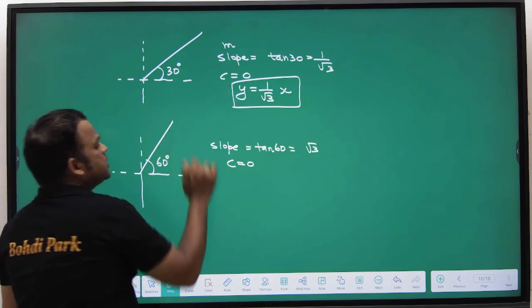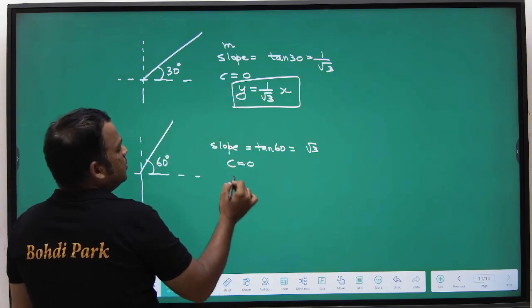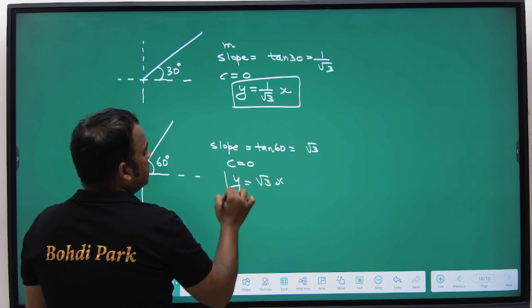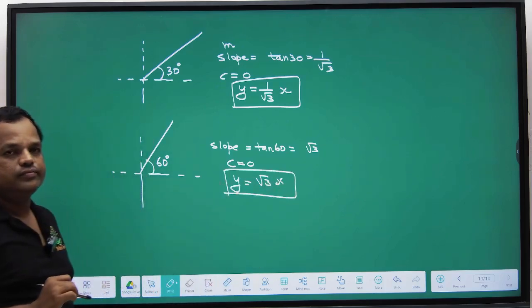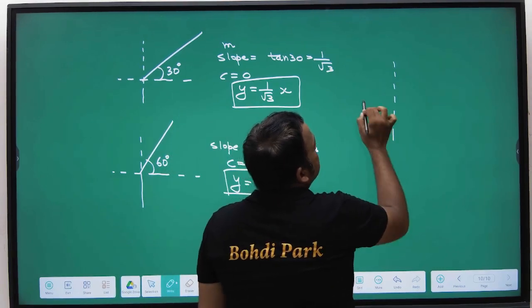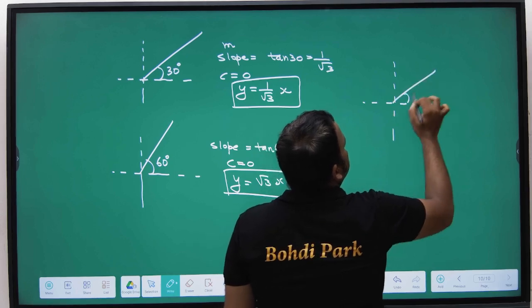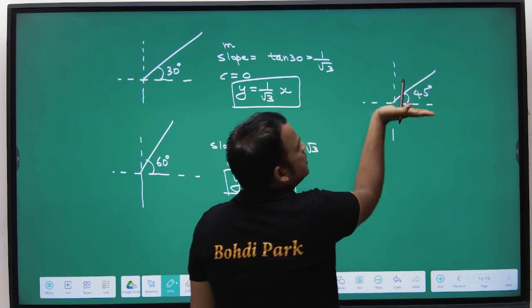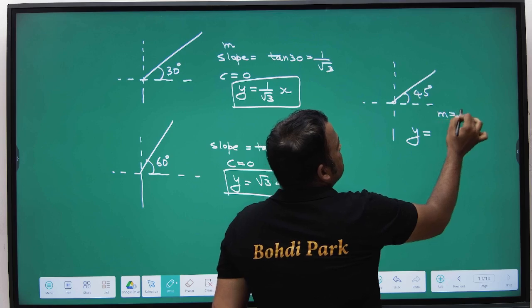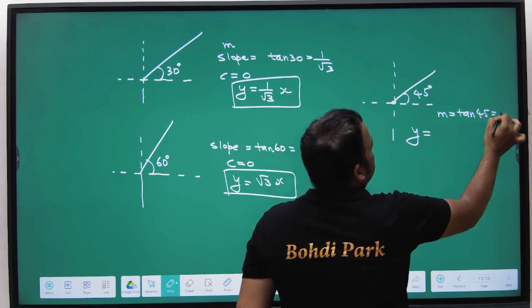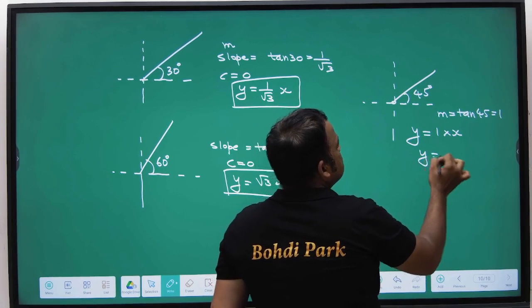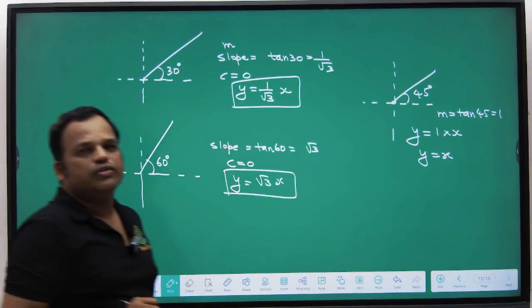This is the equation of a straight line. For this one, we have y is equal to mx plus c, where m is root 3 and c is 0. So y is equal to root 3 x. Suppose the straight line is making 45 degrees with the x-axis and is passing through the origin. Then m is equal to tan 45, which is 1. So 1 into x, c is 0, so y is equal to x.